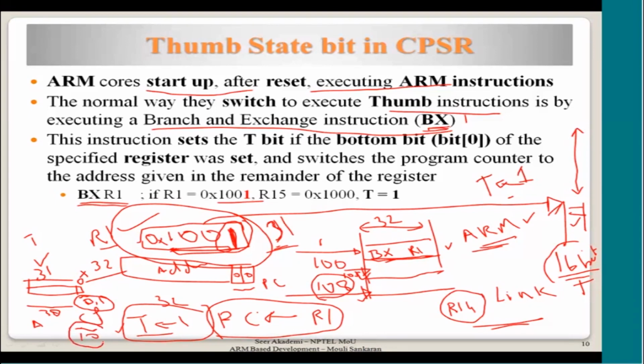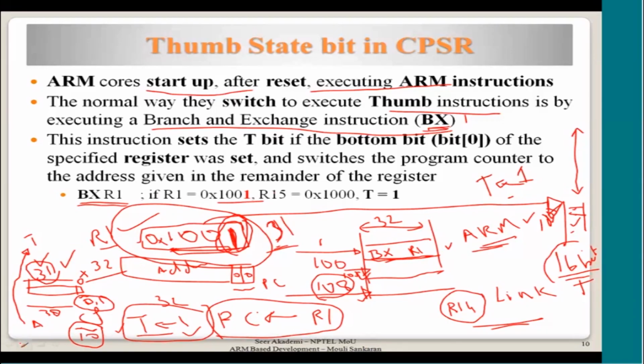Because it is moving from ARM state to thumb state, it has to consider only the top 31 bits, not 30 bits or 32 bits. Top 31 bits will be considered as address, and the LS bit will be considered as 0. So when it is loading the value into PC, it will copy the rest of the bits except the first bit, and the first bit is set, so it will make this T bit 1. Then it will go to this address and start executing it as a thumb instruction. So that is what happens.